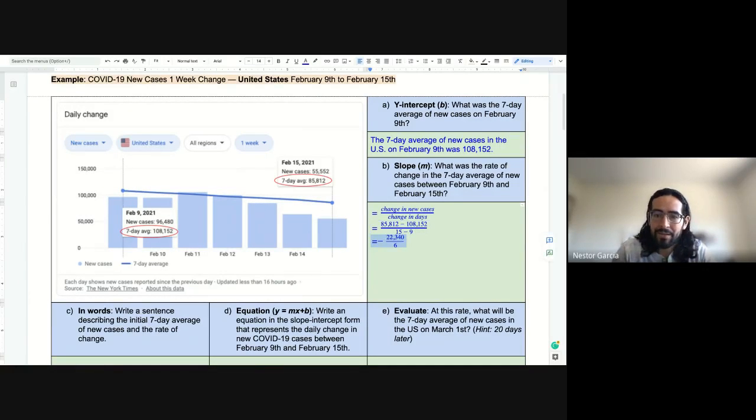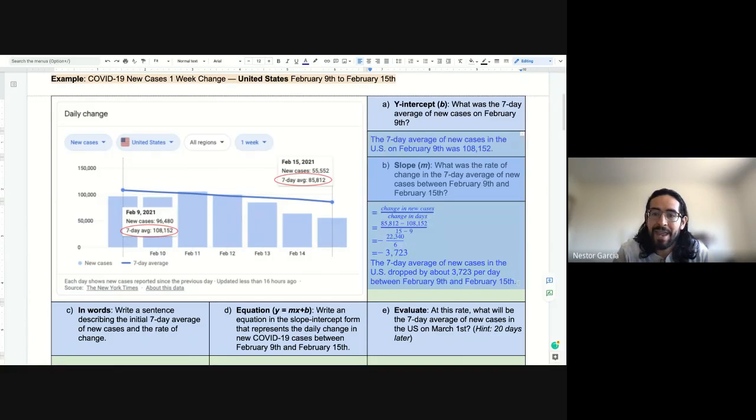Now when we subtract the top values, we end up getting a negative, which is why I typed this negative in front of the fraction. That's 22,340. And then the 6 represents the change in number of days, which was 6 days. Now we can divide the two values, and we get negative 3,723. So what does this mean? This means that the 7-day average of new cases in the US dropped by about 3,723 per day between February 9th and February 15th.